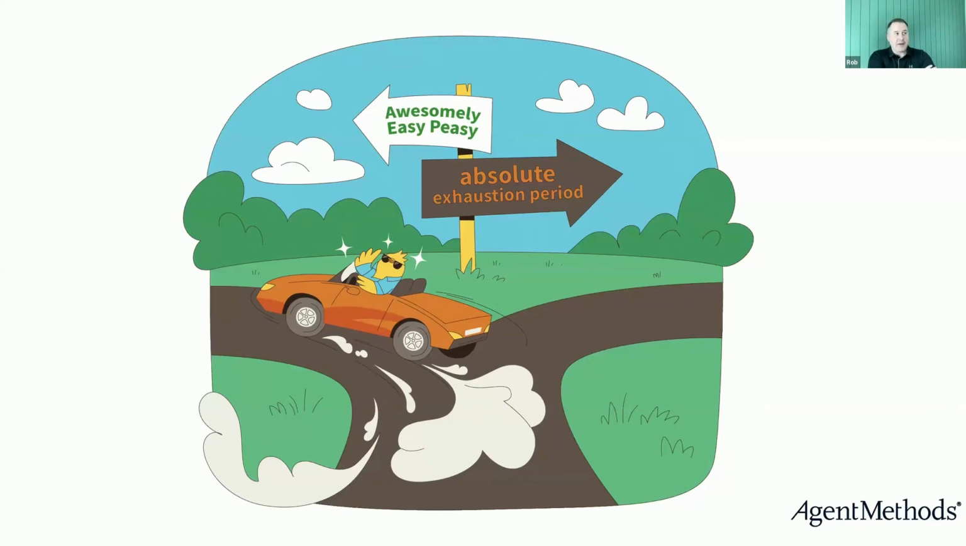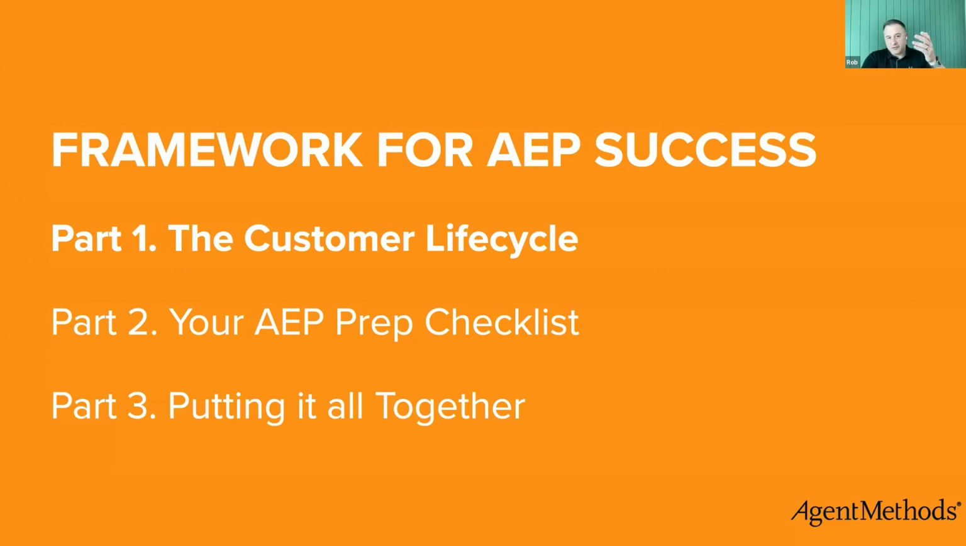One is it can mean an absolutely exhaustive period of time, or it can mean an awesomely easy peasy period of time. I don't know about you, but I'm jumping in the convertible here with Cluck and going on the awesomely easy peasy side of things, right? But we can only do this if we actually put together a framework, and look at several things. One, the customer life cycle and how we're interacting with them. Number two, having an AEP prep checklist to make sure we have certain things in place at different time frames. And also number three, putting it all together.